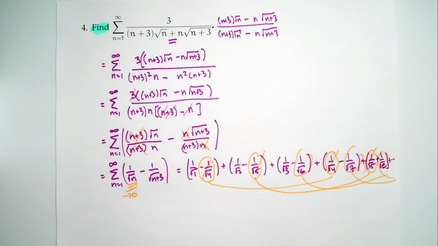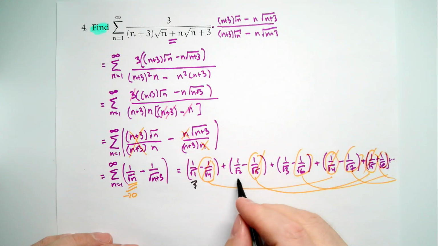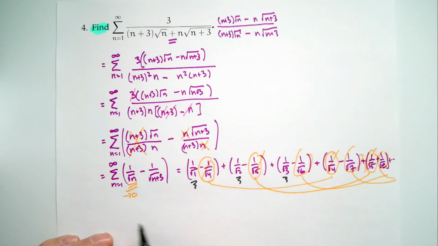All right, so what's left? Well, what didn't cancel is the stuff at the start. And you have 3 terms. So you get 1 plus 1 over root 2 plus 1 over root 3.